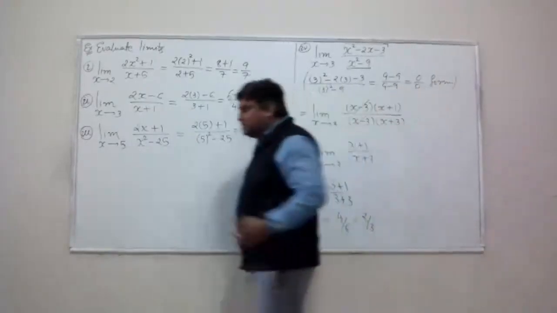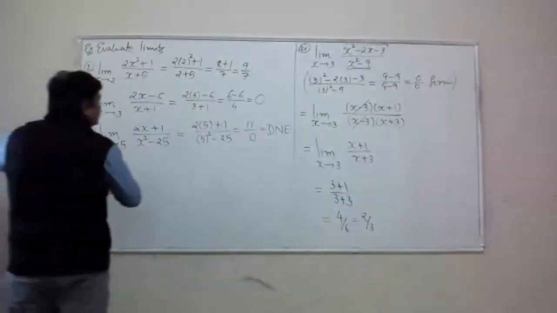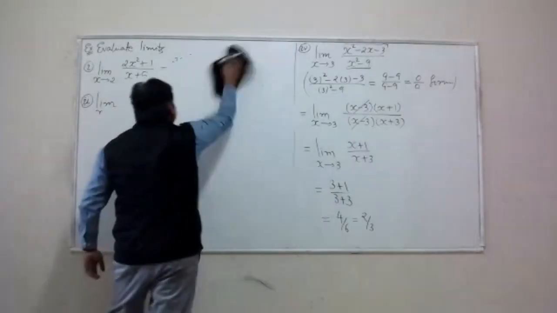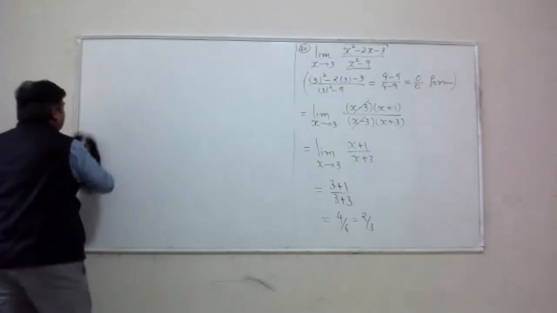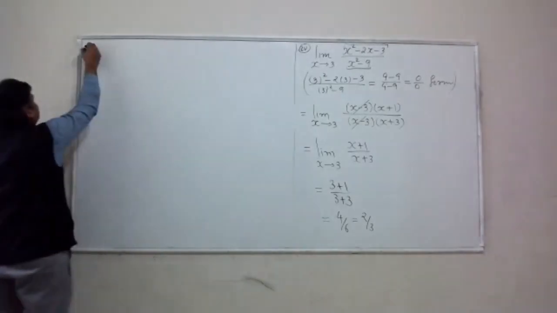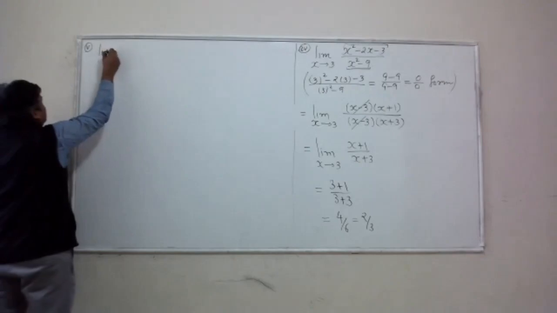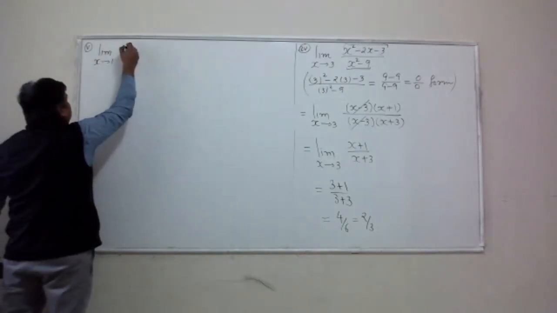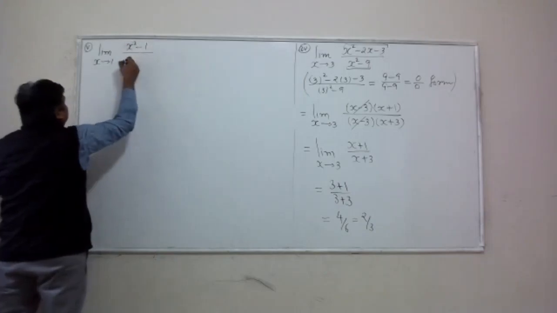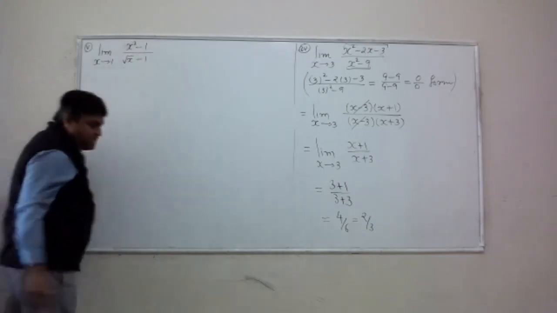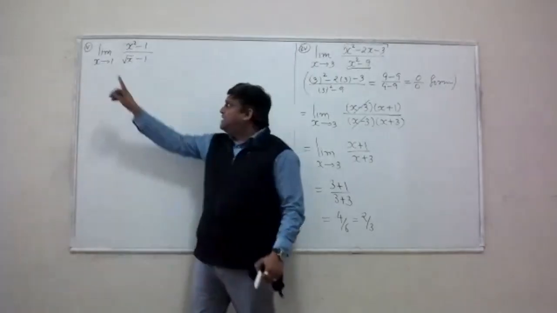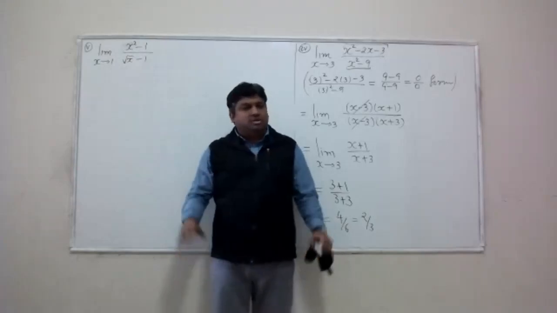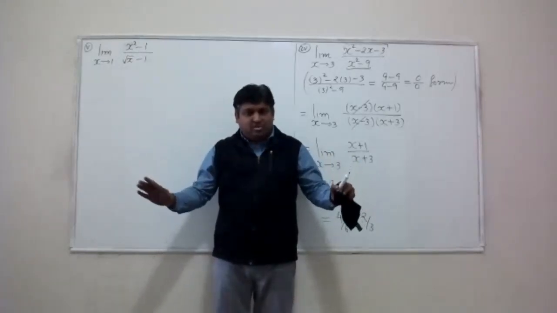Let me show you one more example of indeterminate form where we use the rationalization technique. Perhaps something like this. Let's say I have limit x approaching 1 of x square minus 1 over square root x minus 1. It is crystal clear that if you plug x equal to 1, you get 1 minus 1 in the top, 1 minus 1 in the bottom. This is indeed 0 over 0 form.